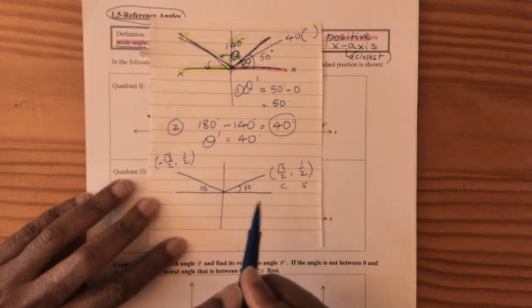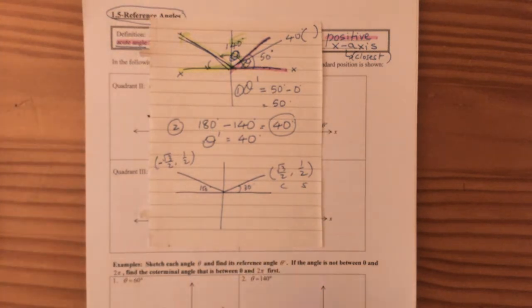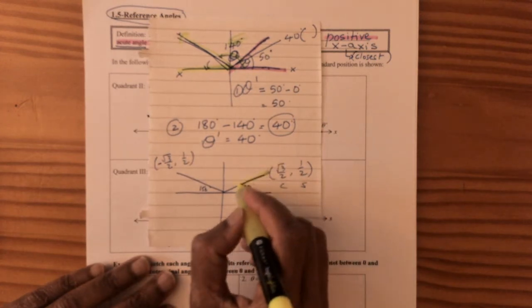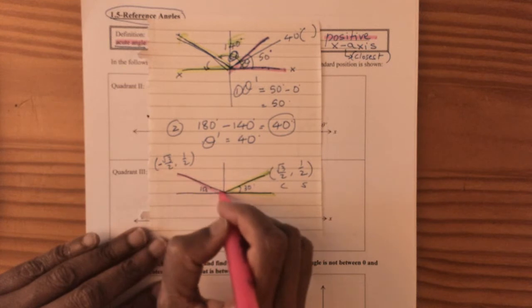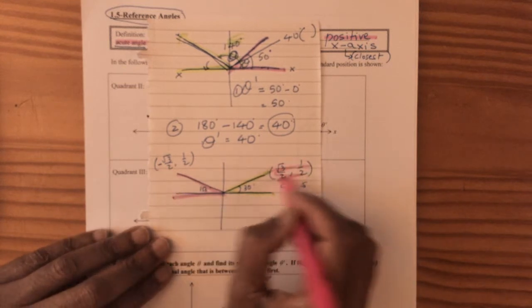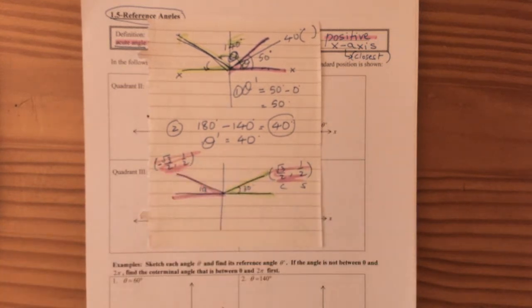Why do they have the same coordinates? Because they are both reference angles. So this angle is 30 degrees from 180 degrees, and this angle is also 30 degrees from 180 degrees. That is why they have the same coordinates.